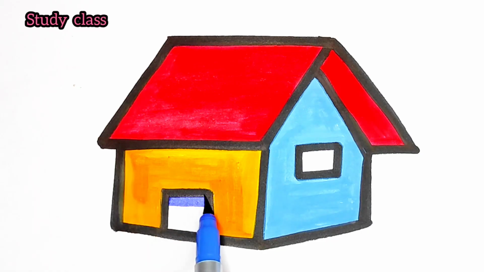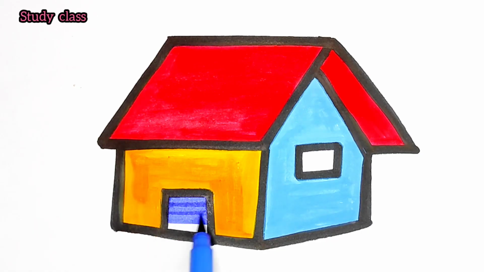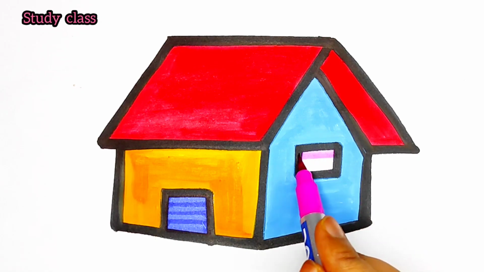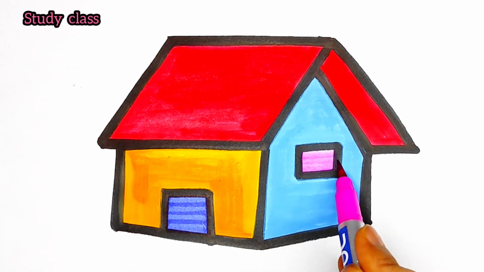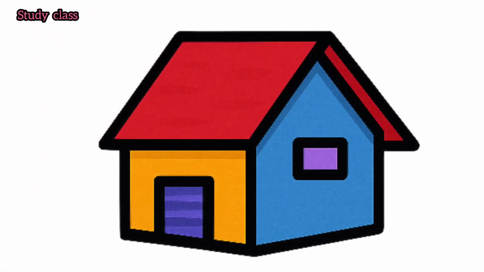We use blue color to color the door of the house. We use pink color to color the window. Now, our drawing is completed.